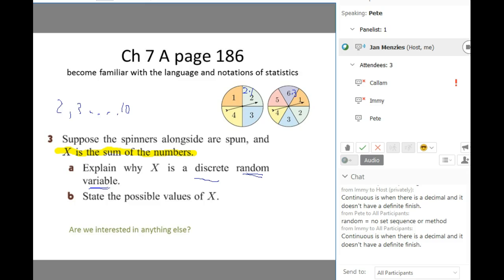All right, smiley face, everyone. So Callum and Emmy, do you understand that it's got to be countable? And I don't know whether the word finite countable helps. So 2.1 is a finite number.